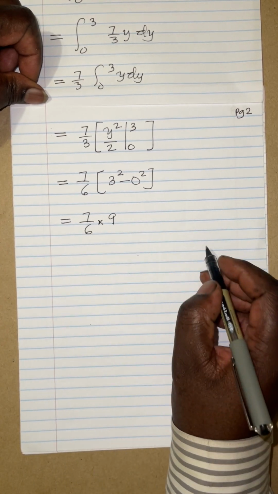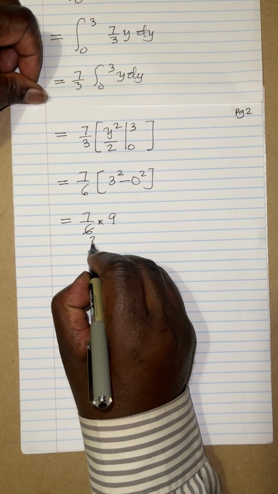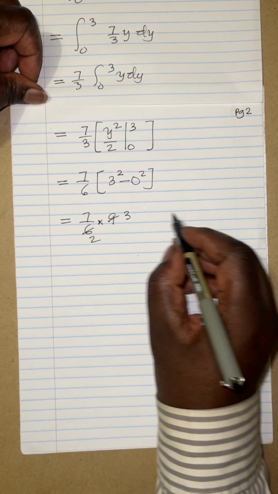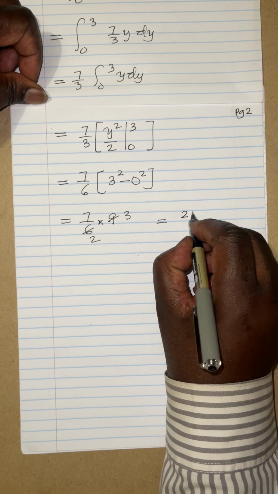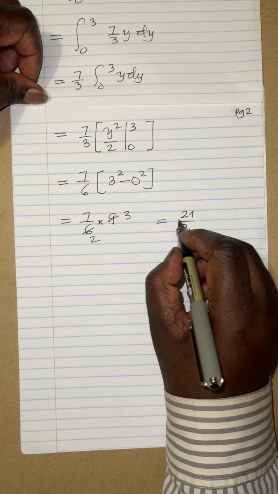Let me use that sign from application. And we say 3 into 6 is 2. 3 into 9 is 3. 3 times 7 is 21. And all over 2. This is our final solution.